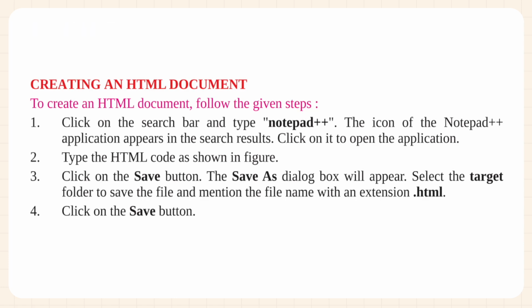Creating an HTML document. To create an HTML document, follow the given steps. 1. Click on the search bar and type Notepad++. The icon of the Notepad++ application appears in the search results. Click on it to open the application. 2. Type the HTML code as shown in the figure. 3. Click on the Save button. The Save As dialog box will appear. Select the target folder to save the file and mention the file name with an extension .html. 4. Click on the Save button.